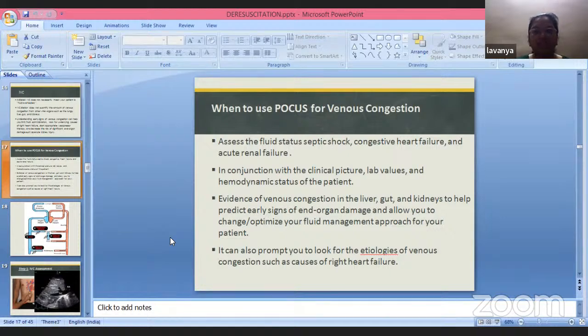But is this ultrasound, the VEXUS protocol, the only way we should assess the patient's venous congestion? No, it should be in conjunction with other things like clinical picture, lab values, and hemodynamic status of the patient. So what all do we see? Venous congestion is to be assessed in liver, gut, and kidneys, so that we can predict early signs of end organ damage and change the fluid management strategy.